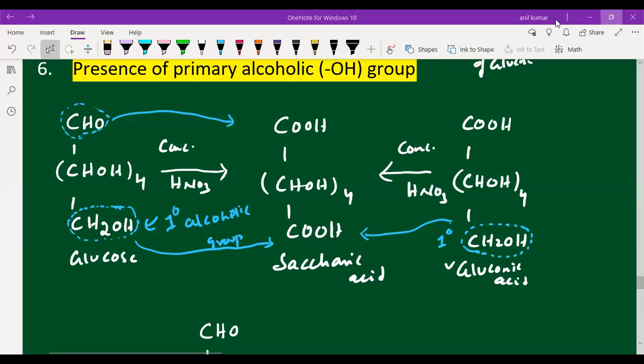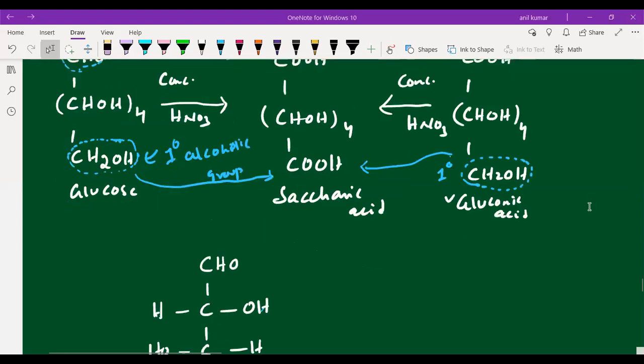Total, glucose has 5 OH groups. Of these, 4 OH groups are secondary and 1 OH group is primary. Understood, students? Okay. Next, in today's class, let us discuss the following.